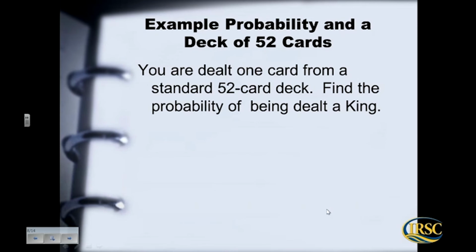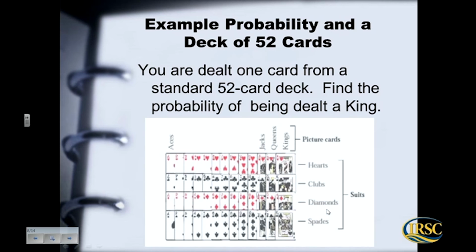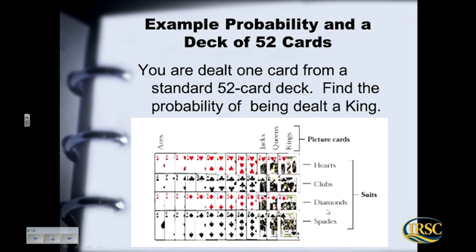All right, next question. You are dealt 1 card from a standard 52-card deck. Find the probability of being dealt a king. All right, so here's the thing. Some of you guys grew up with a deprived childhood and you didn't get to play cards a lot. And so you're not really familiar with a deck of cards. Now, in your book, you do have this picture right here. And so it helps you to familiarize yourself with a standard 52-card deck so that you understand what it is that they're asking you in the problem. So make sure that you are familiar with this.